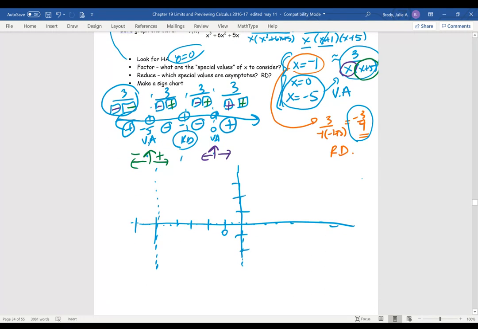So let's see what we got. In this last region, we know we're positive. As we push right, we're going to explode up. As we push left, we're going to level out. So we've got some kind of curve like this, with a comment on the asymptote.